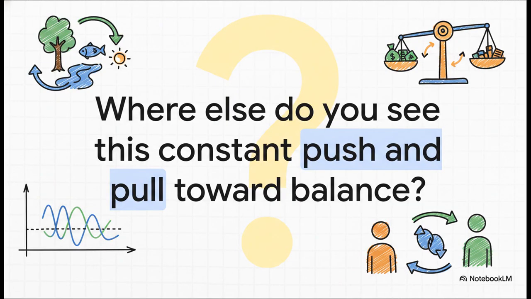You know, this whole idea of a dynamic balance, it's not just in chemistry. You see it in ecosystems, in economics, even in our own lives. So I'll leave you with this question to chew on. Where else do you see this constant dynamic push and pull towards some kind of equilibrium?